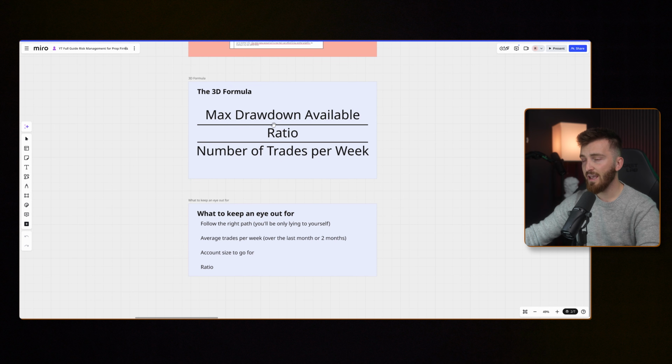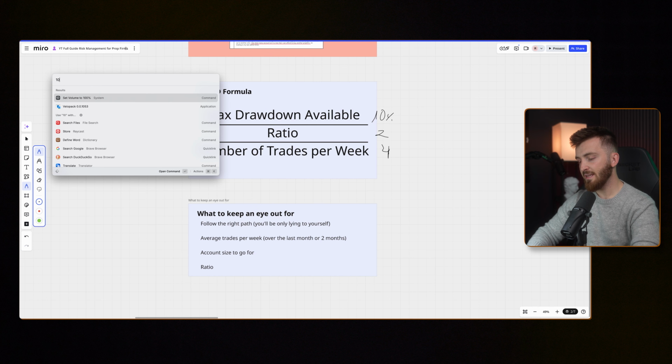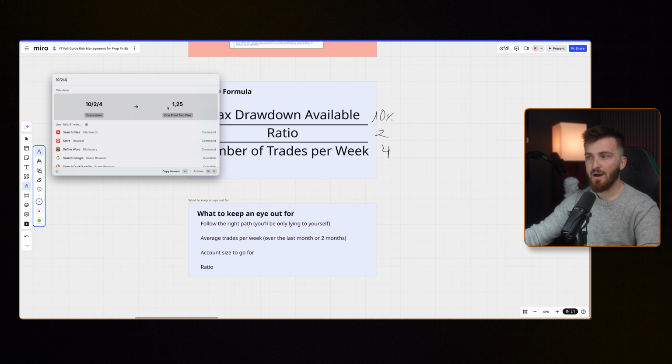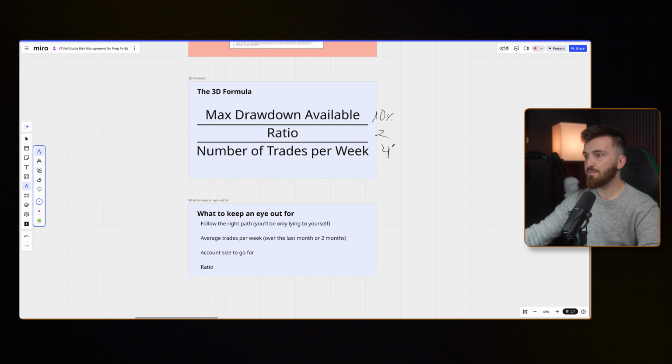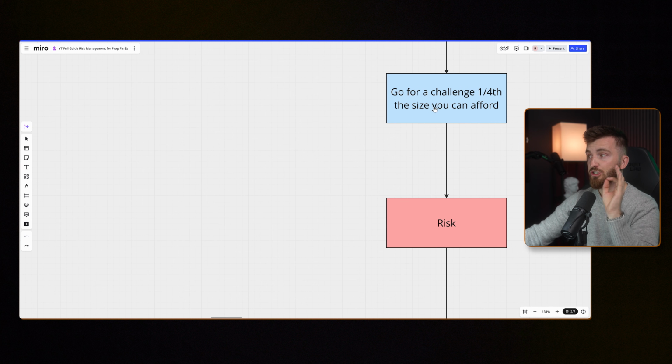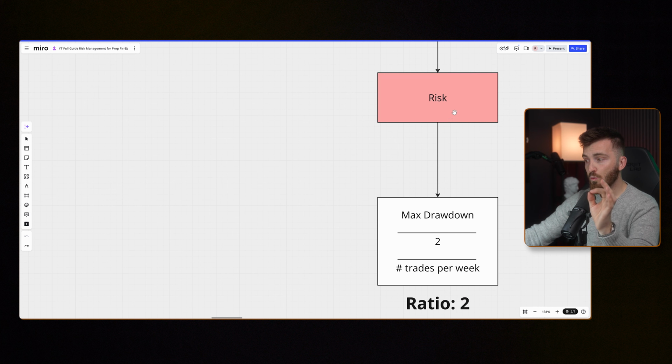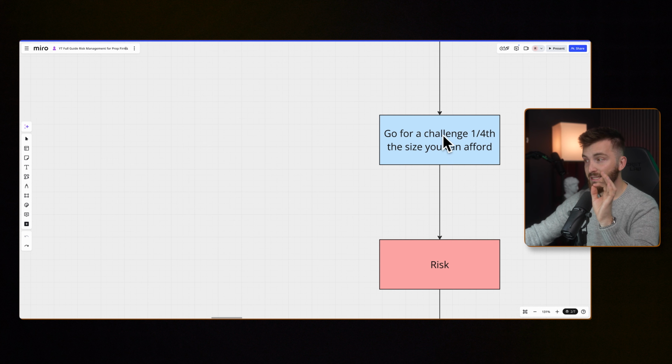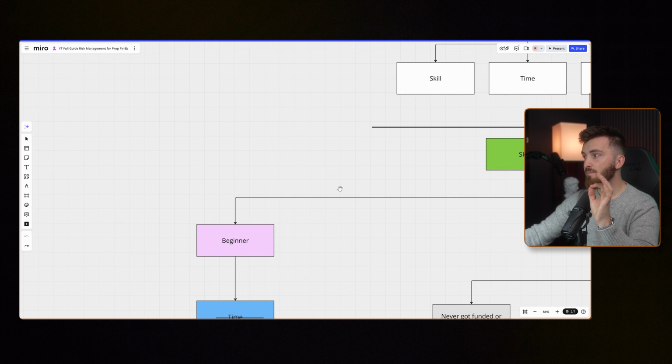So let's say that you're doing FTMO. You would do 10% divided by 2, divided by the number of trades per week. So let's say you take 4 trades per week, then you're going to have 10 divided by 2 divided by 4. That gives you 1.25% per trade. This is because you take a small number of trades per week. And don't forget, this is very, very important: go for a challenge 1/4 of the size that you can afford. That's why the ratio is only 2, because you are respecting this, right? So let's keep that in mind.